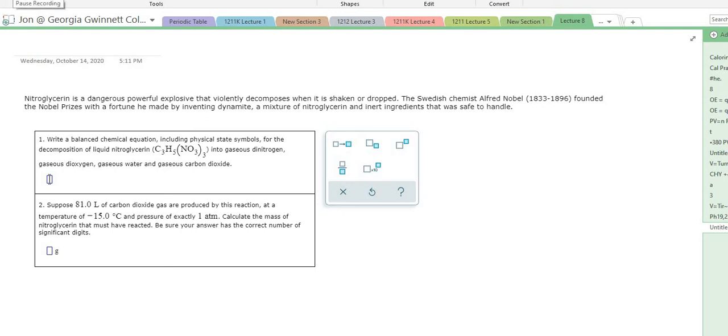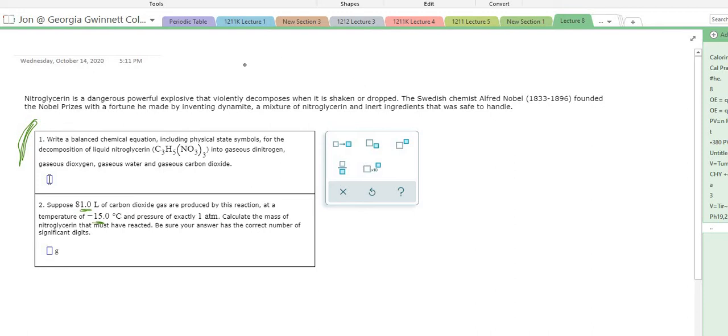Okay, we have an application of the ideal gas law where we're solving for some gases and really looking at the chemistry here. We're talking about nitroglycerin, this explosive substance, and we're given the decomposition products in our problem right here. We need to calculate the mass of nitroglycerin that must have reacted based upon this volume of carbon dioxide that was produced at this temperature, and it's nice that they give us 1 atmosphere.